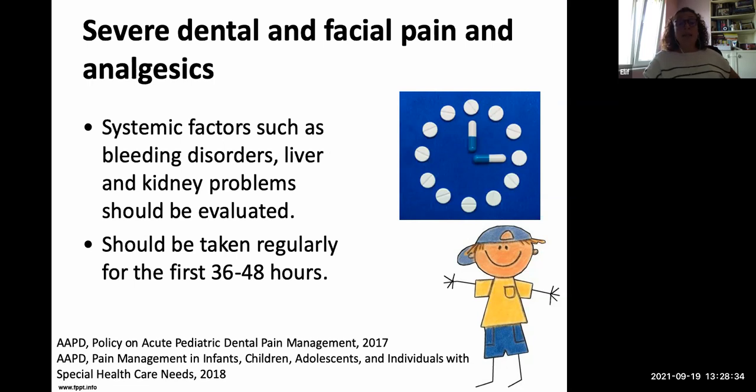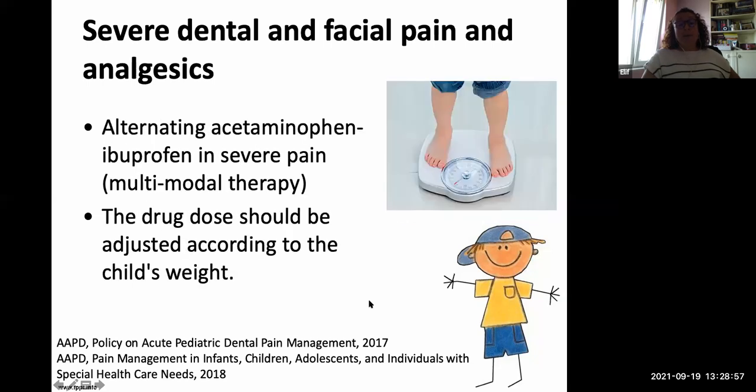When talking about analgesics, we have to consider a few topics which I'm going to tell you about. First of all, systemic factors such as bleeding disorders, liver and kidney problems should be evaluated first. And the analgesics should be taken regularly for the first 36 to 48 hours. Also, in some resistant cases, in severe pain patients, we prefer multimodal therapy, which means you may alternate acetaminophen or ibuprofen regularly at 4 to 6 hour intervals. And also the drug dose should be adjusted according to the child's weight.